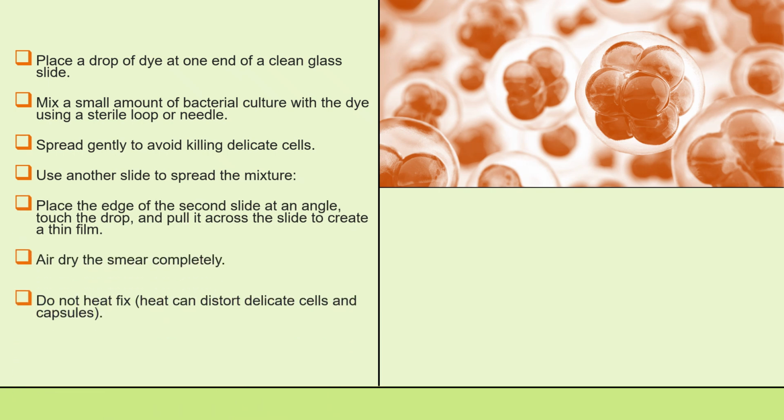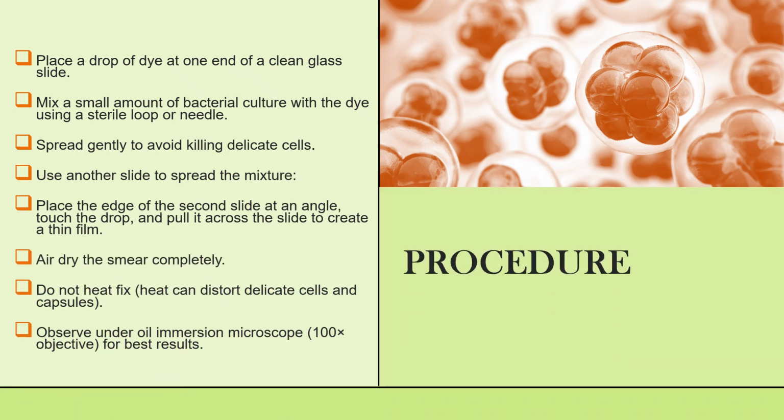Now, the procedure of negative monochrome staining. Take a clean glass slide, add one drop of bacterial culture with the dye, and use another slide to spread the mixture. Place the edge of the second slide at an angle, touch the drop, and pull it across the slide to create a thin film. Then air dry the smear. Do not heat fix. It is very important not to heat fix in negative monochrome staining because heat can distort delicate structures of cells like capsules.